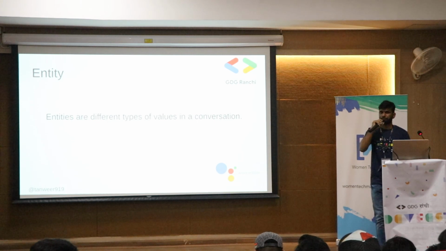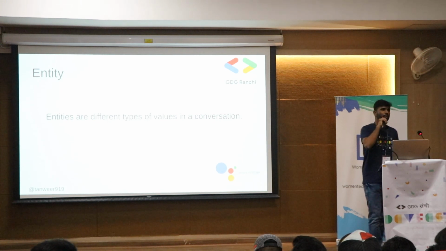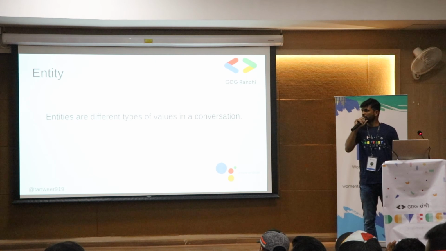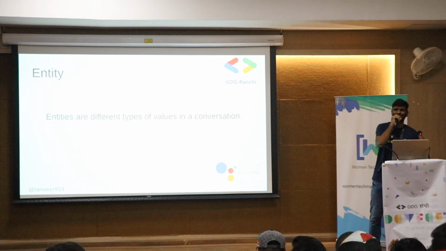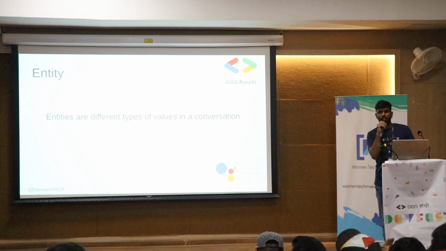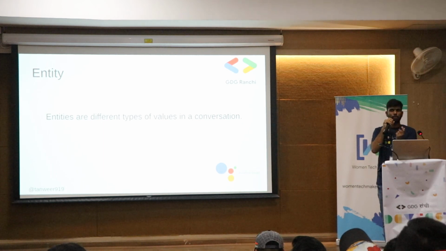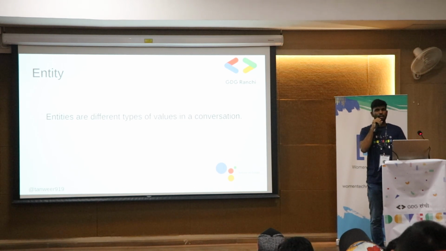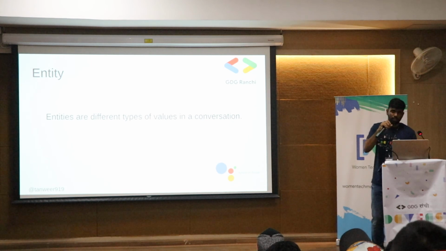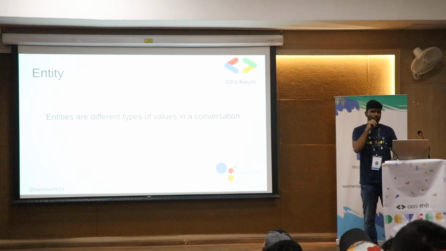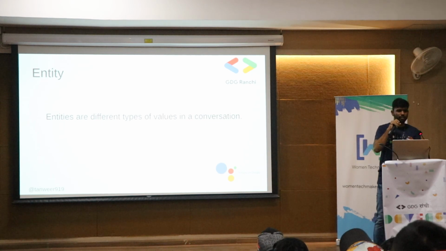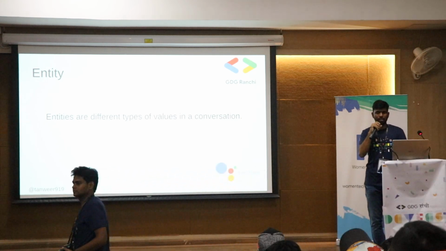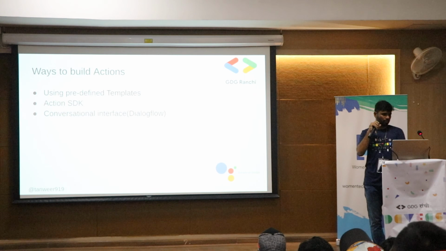And what is an entity? You have said, who is the president of USA. Google takes values from your conversation, like president and USA. They are different: USA is a country, and president is a type of role. It can detect those types of values from your conversation, and it can save them for you.